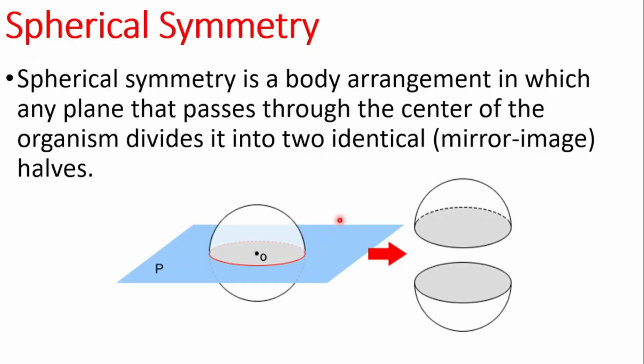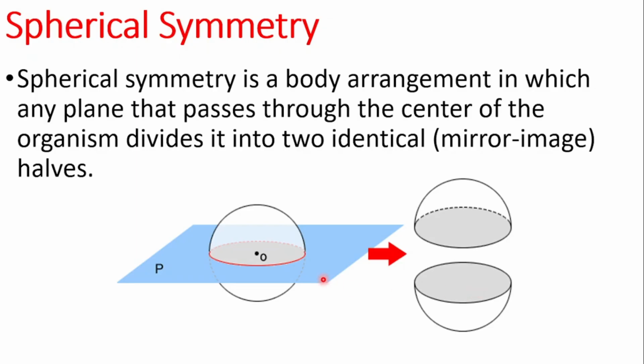So let's consider this picture or this diagram. Notice that we have this plane in blue. This is only one plane that we have being shown. But remember, it doesn't only work for this particular plane. Any plane that passes through the center will work. When I say will work, I mean that it will divide the body into two identical mirror image halves. So if you look at this blue plane, it passes through the center of this sphere, and it divides it into two identical mirror image halves. This is the idea when we're talking about spherical symmetry.